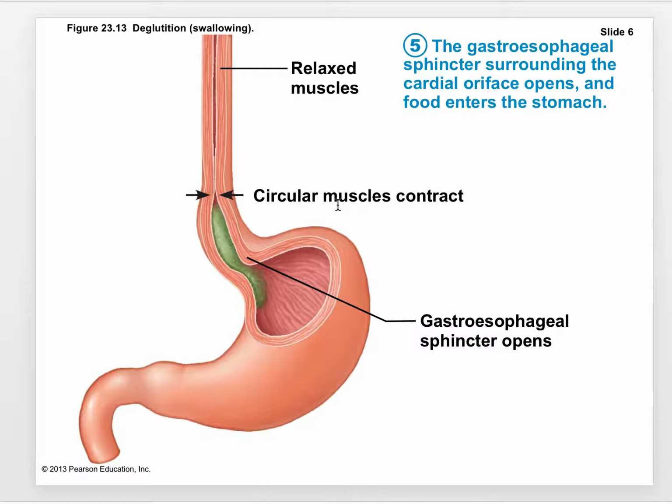The gastroesophageal sphincter is like the doorway between the esophagus and the stomach. Gastro means stomach, and esophageal means esophagus. So the gastroesophageal sphincter is between the stomach and the esophagus. It's closed, but when the bolus reaches this area, the gastroesophageal sphincter opens, allowing the food to enter the stomach.